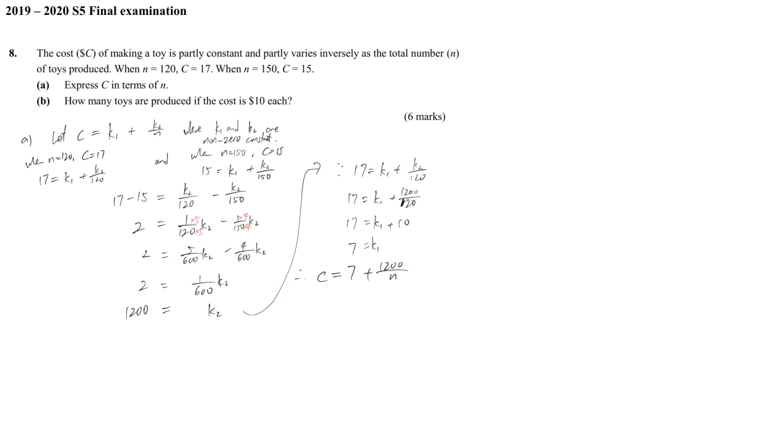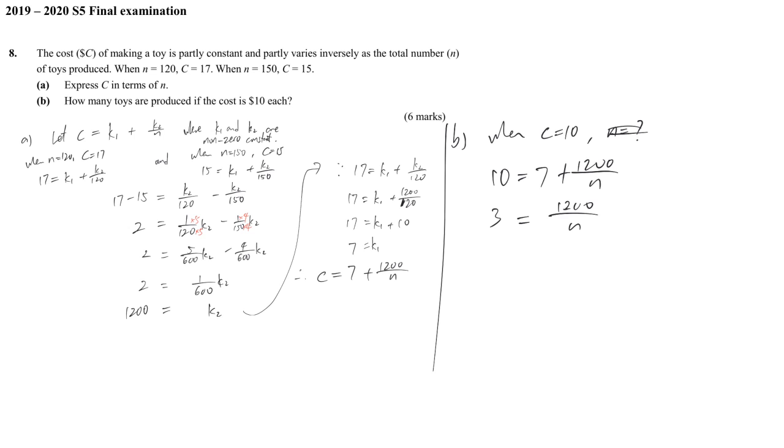In part B, it's much easier. We just need to write down how many toys. That means what is the value of n. If the cost is c, that means when the cost is equal to 10, n is equal to what is our target. So when c is equal to 10, then update our information here. It is 10 equal to 7 plus 1200 divided by n.